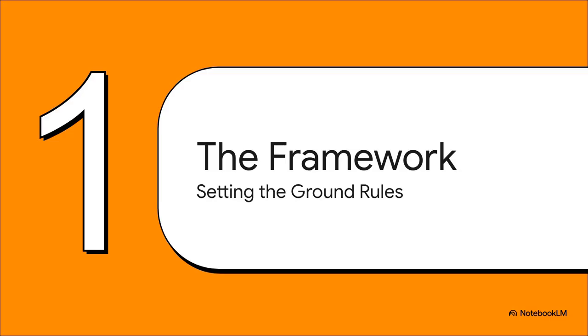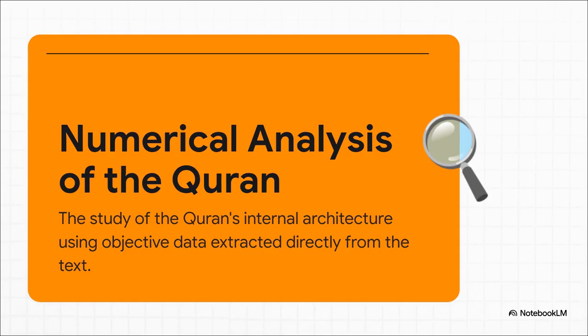All right, so first things first, if you're going to analyze a text purely by the numbers, you absolutely need a clear, rigorous set of rules. This isn't about subjective interpretation, this is about objective measurement. So what does that actually mean? It means we're doing what's called a numerical analysis. And the key rule here is that we only use objective, measurable data points that we can pull directly from the text itself, nothing from the outside. The data has to come from the book and the book alone.